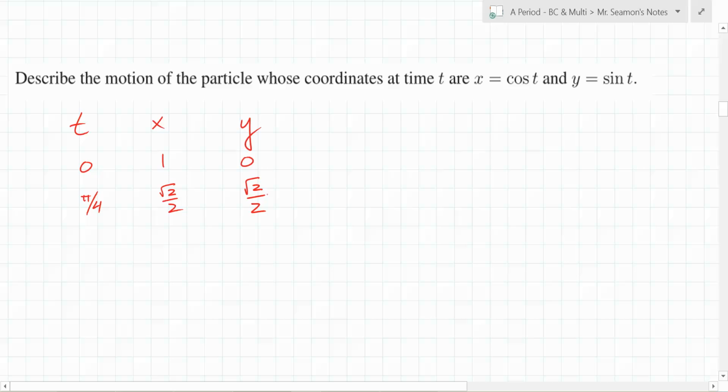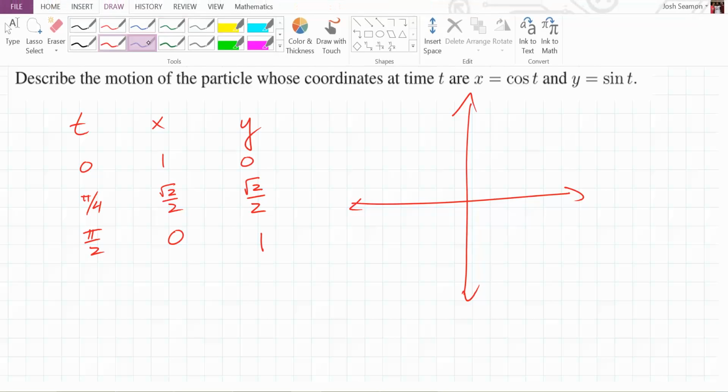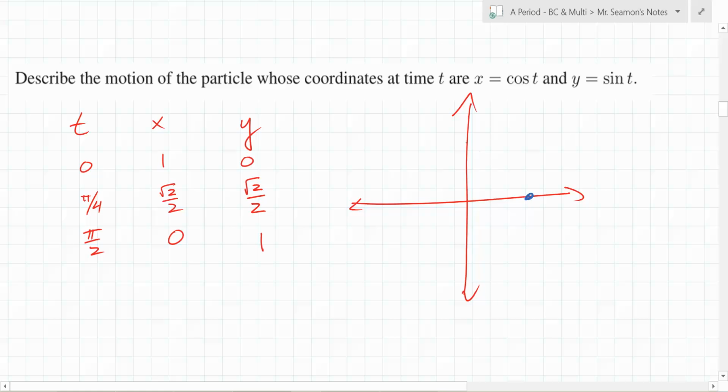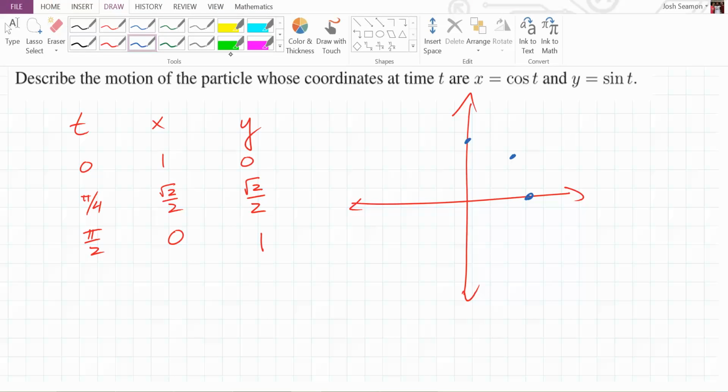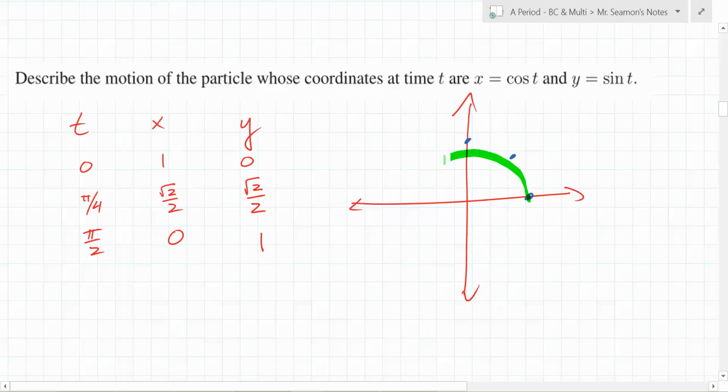And what's the next trig value, maybe? Let's do pi over 2. What's pi over 2 going to be? 0 and 1. So if we were to put this information together, what does this start looking like? A circle with radius 1 centered at the origin, going in which direction? Counterclockwise. So we now have a circle, and it looks like it's starting here at 1, 0, and it's going around.